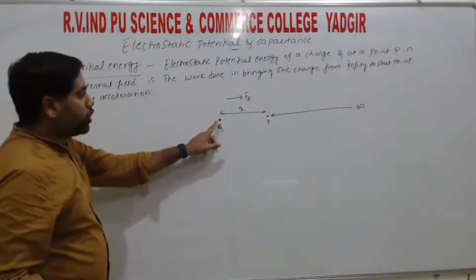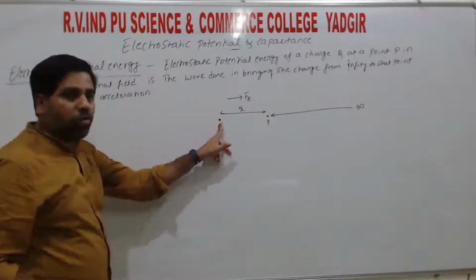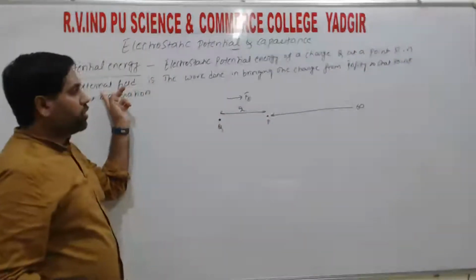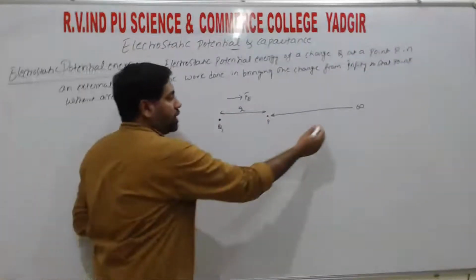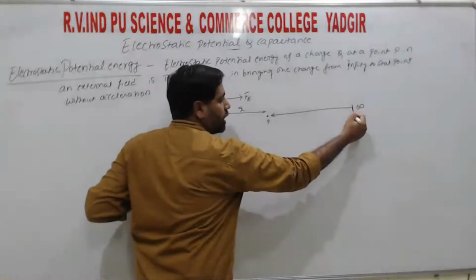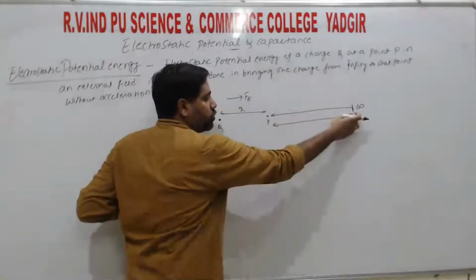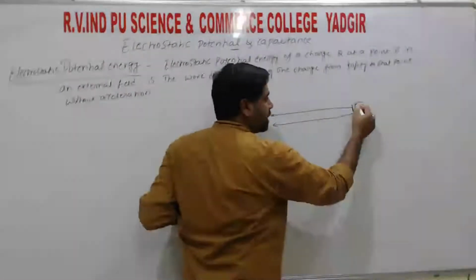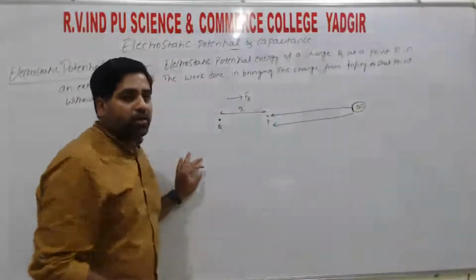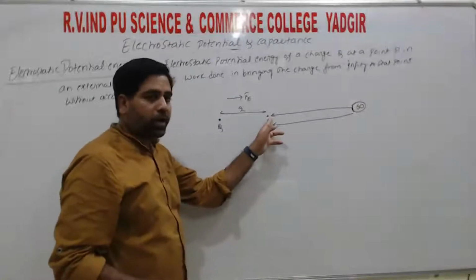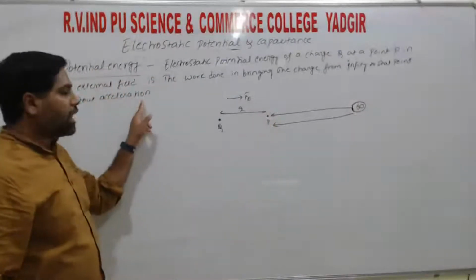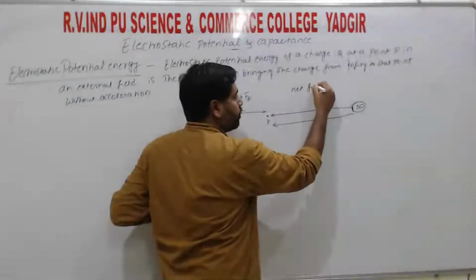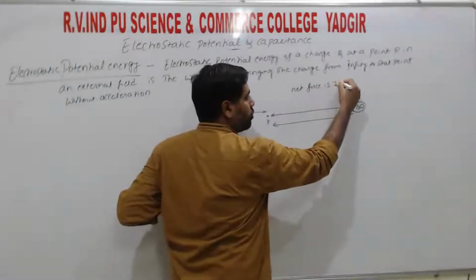So the electrostatic potential energy of a charge q at a point p in the external field is the work done. So work done is bringing the charge from infinity to the point p. So we don't know from where we are bringing the charge, so that's why we have taken that as infinity. So from infinity to this point, right? So without acceleration. Without acceleration is nothing but net force is 0, right?